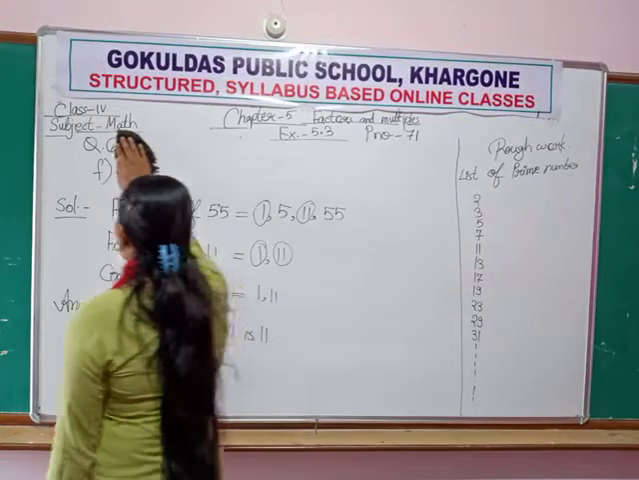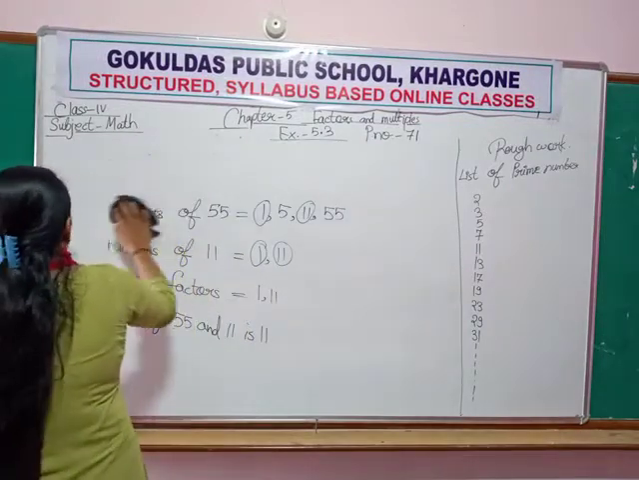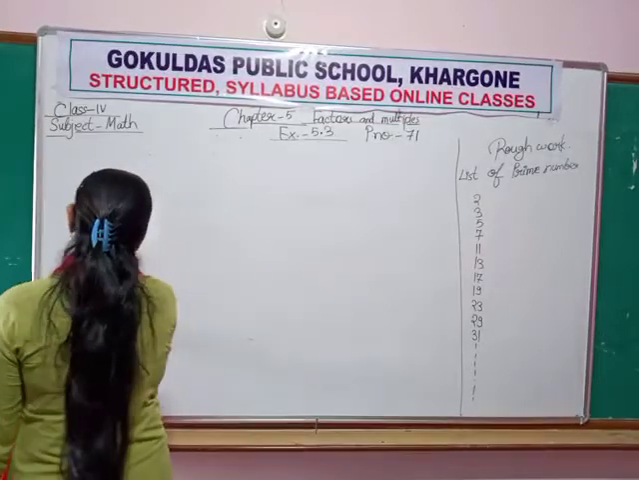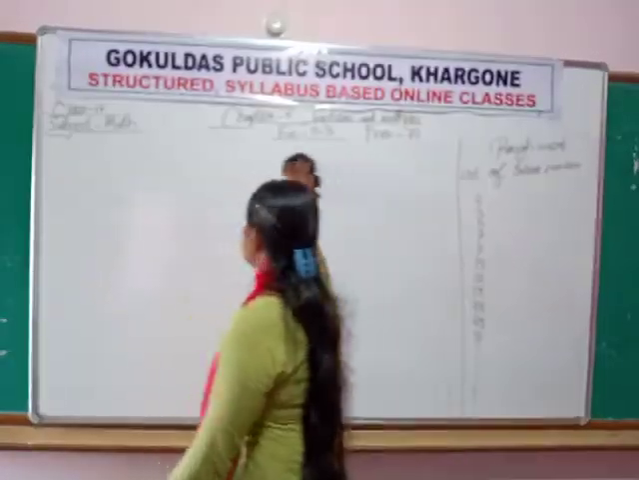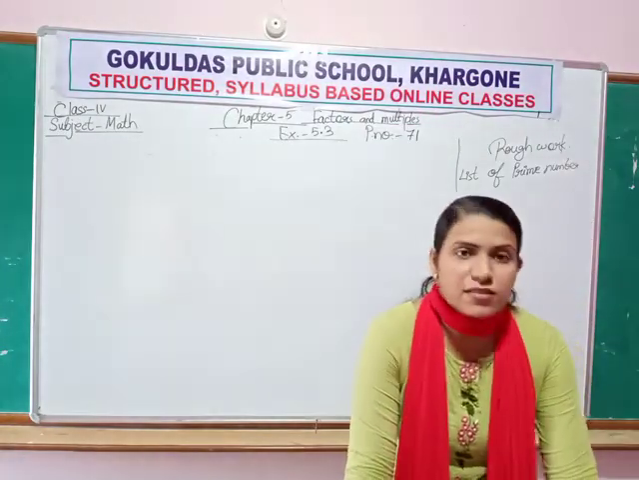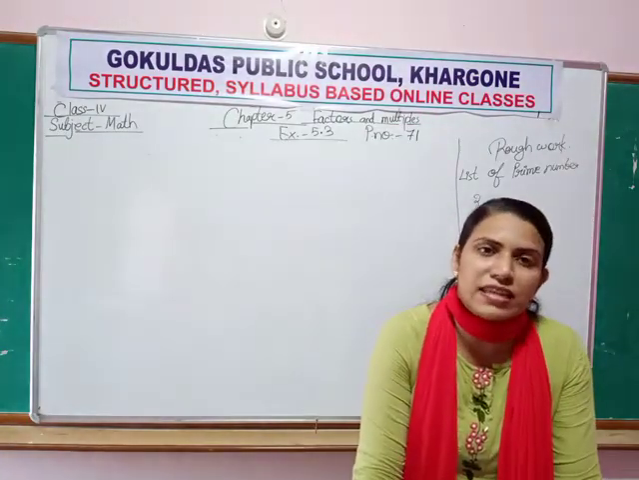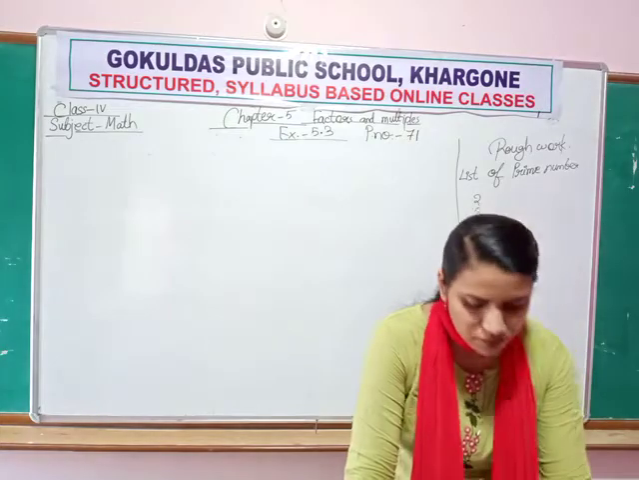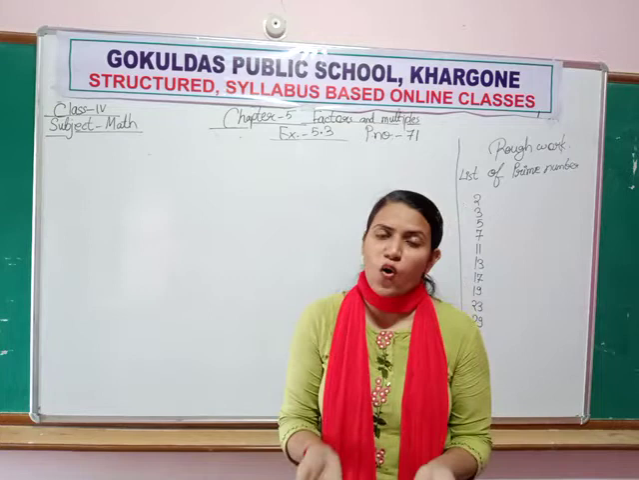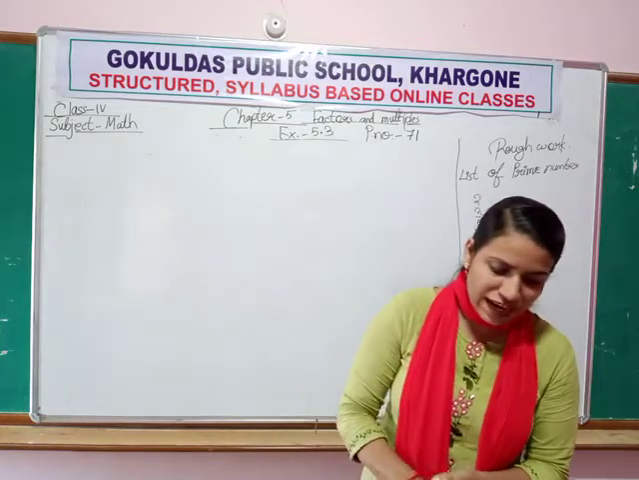Now this topic is over. Remaining questions are for your practice. Okay, this exercise is over. Now your next concept is odd numbers and even numbers. So how to identify whether a given number is odd or even? How will you identify?